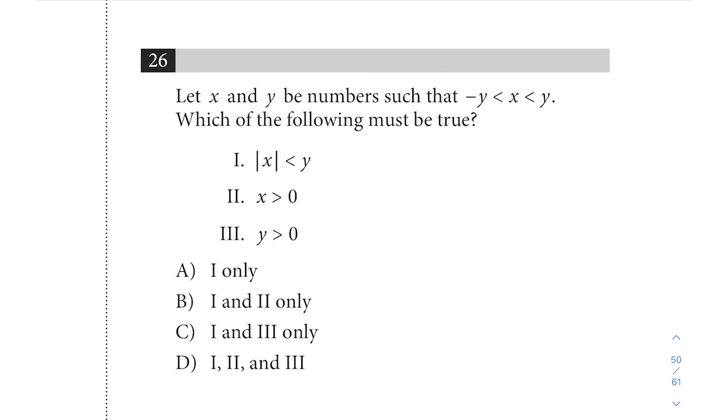All right, let's take a look at 26. It says let x and y be numbers such that negative y is less than x is less than y. Which of the following must be true? And we have 3 Roman numerals here.